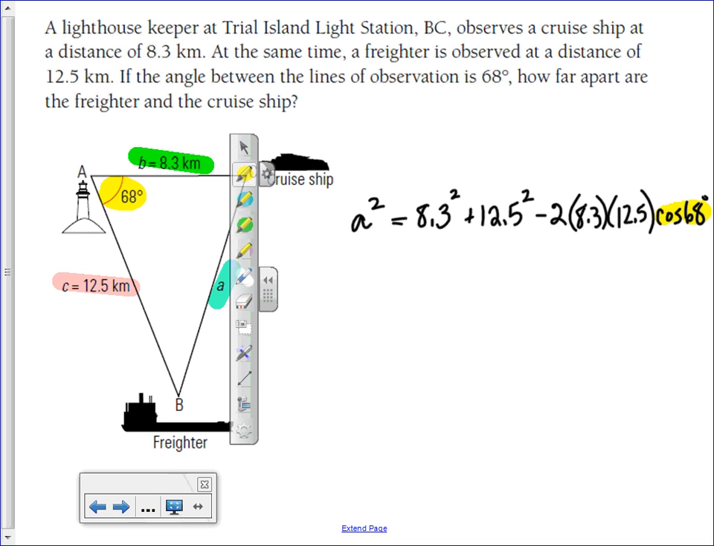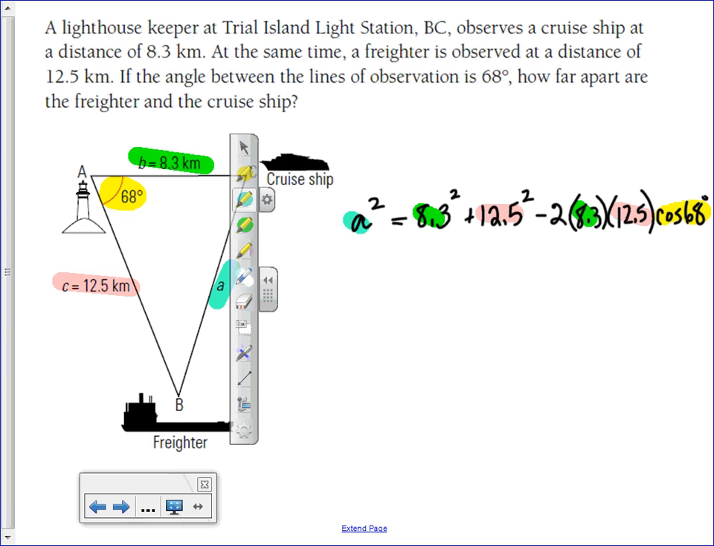And through my extensive years of doing math, I have found that most people make fewer mistakes when they start on the far right, sorry, and work their way to the left. So I'm going to start with the cosine of 68, and you can do this on your calculator as I do it. I would go cos 68, press equals, times 12.5 times 8.3, and then times that by negative 2. And you'll get a number that is negative 77.73.